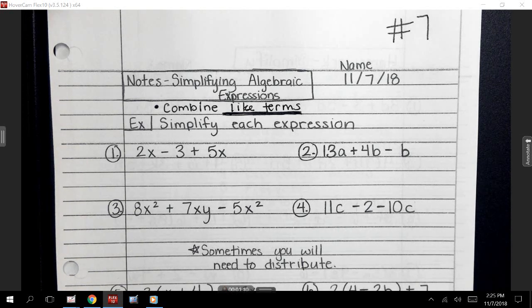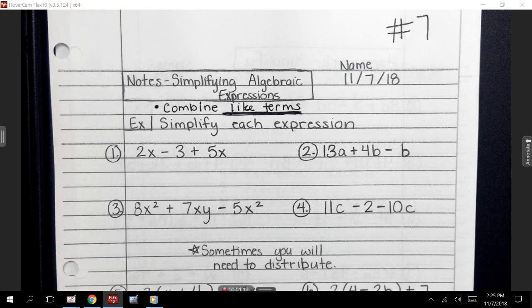Like terms. The definition that we wrote down and the definition that is on the test says like terms are terms that contain the same variable or variables to the same power. So if we're saying they have the same variables and the same exponents, aren't we just saying that they match? Yes. So guys, they're called like terms because they are alike.